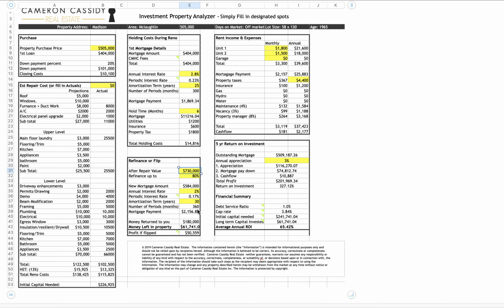Then we're going to look at what our new mortgage would be if we were to refinance and keep this long term. And it's usually a cheaper rate. So here you see 2.8. Here we have 2%. There's rates now even like 1.79.